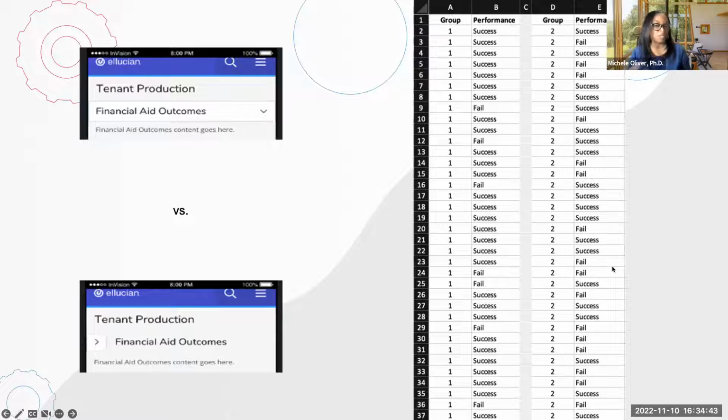Obviously, if we were doing this using another statistical package, it would be a lot easier. So maybe if you're interested, I can do a class on SPSS or something like that in the future, just something to think about. But we're going to do this in Excel since most of us have access to Excel.